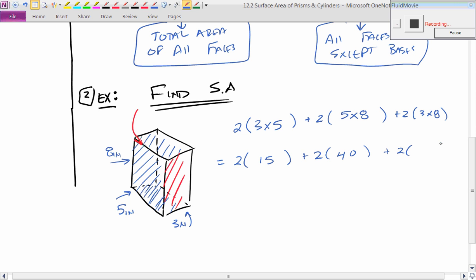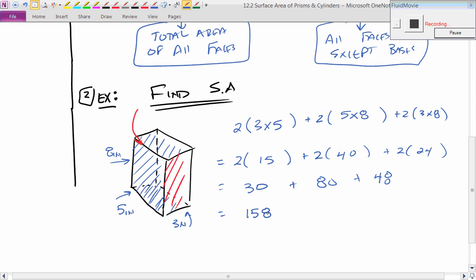Plus 2 times 3 times 8. Hey, I even know that one. That's 24, huh? So that's going to be 30 plus 80 plus 48. Okay, please add that up and tell me what you get. Can I have 3 people verify that's 158? Okay, so we have 158 what, though?